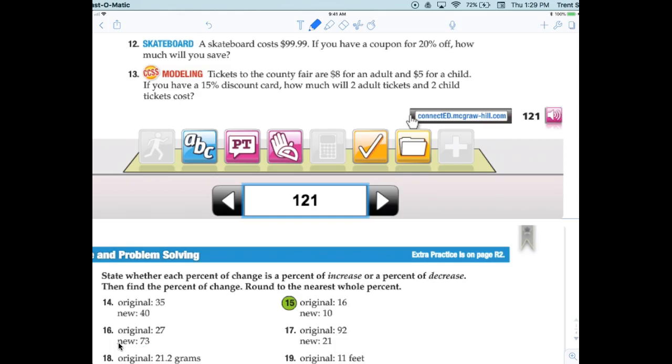So listen, quickly. Since we want 2 of each, it would be $16 and $10 is $26. And now I only have to pay 85% of that. So it's just that times 0.85. And what was that answer again, Virginia? $22.10. Now, I'm assuming you guys are all right now.